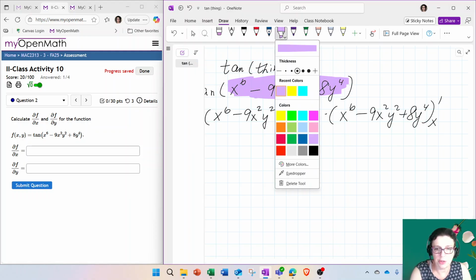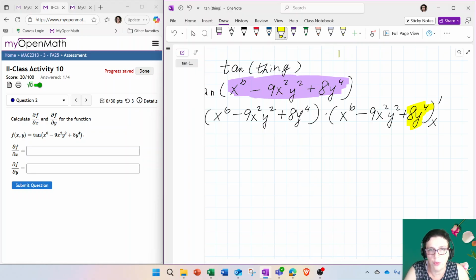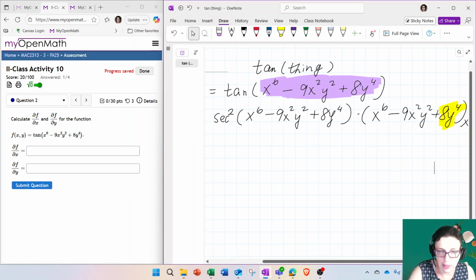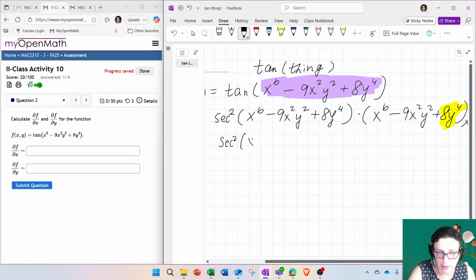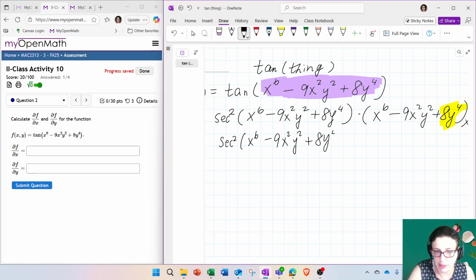First, let's figure out if there are any terms that don't have an x. If there is no x, those terms will drop out. So I can see that 8y to the 4th does not have an x. Derivative of a number is 0. That's going to drop out. Okay, so the secant squared, I'm just going to rewrite. Everything here is going to be the same. And now the next thing is, what about x to the 6 with respect to x? That's a normal derivative. That's just 6x to the 5 according to the regular power rule.